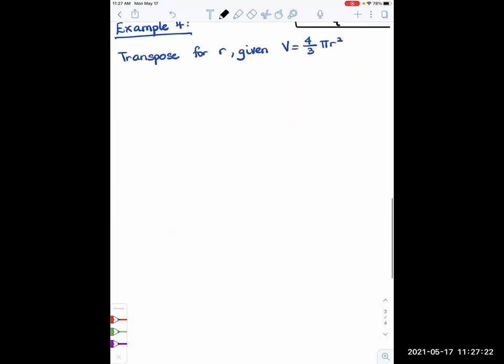In my fourth example, we are going to transpose for R. So V is 4/3 pi R squared. So I'm going to circle R. Everything that is not circled needs to be removed. So I need to first remove 4/3. So I am going to multiply both sides by the inverse of 4 over 3, which is 3 over 4.